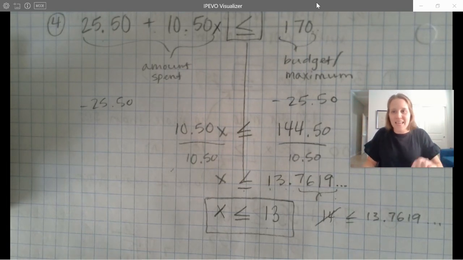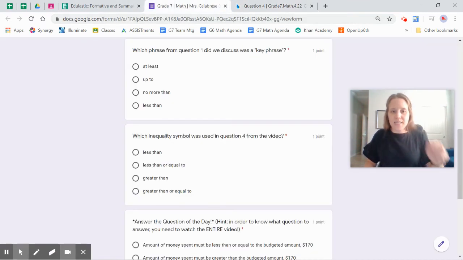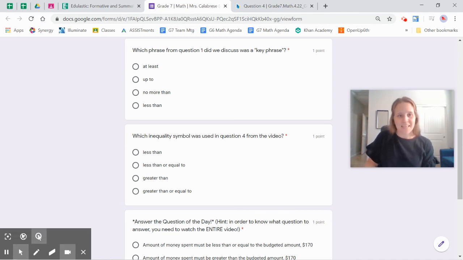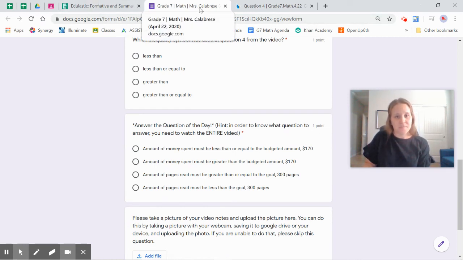Very exciting. In your Google Forms today, there are a couple of questions you have left to answer. Which inequality symbol was used in question 4 from the video? I just had those notes up on the screen, so just pick which inequality symbol was there. And finally, our question of the day, again, is a multiple choice question. There are 4 answers, all of which are sort of covered in the video. The question of the day is, why did we use a less than or equal to sign in question 4?